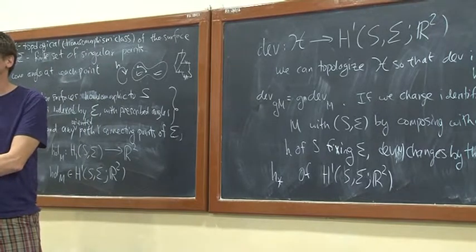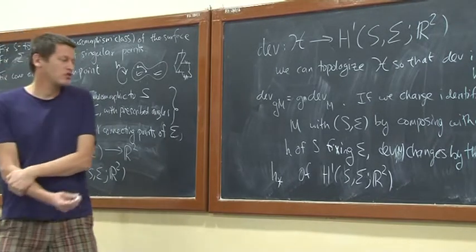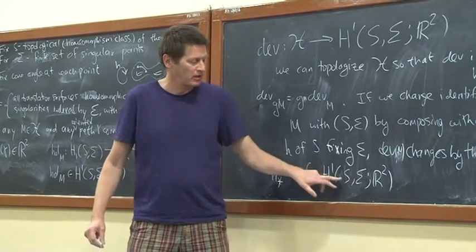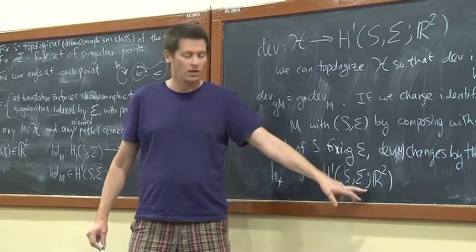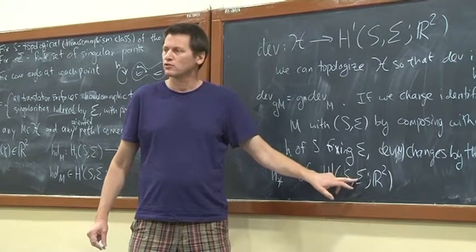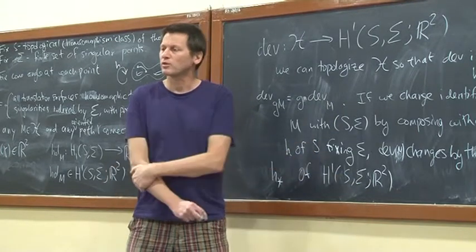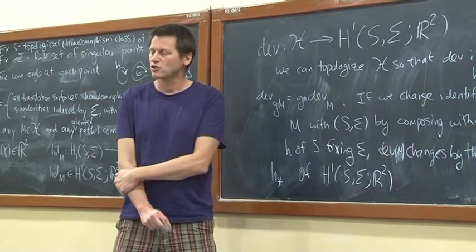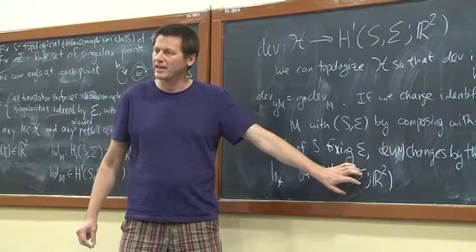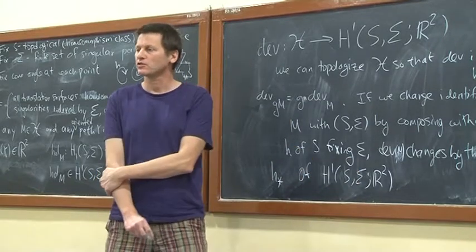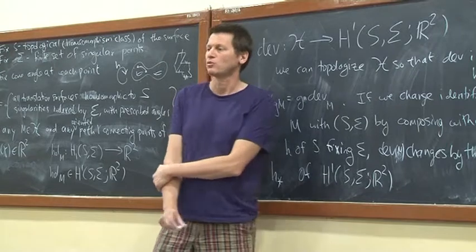What is the dimension of this H1? The dimension depends on the number of points in sigma and the genus of S, so it's 2g plus n minus 1. N is the number of singular points. 2g is the dimension of the absolute homology. And if I add n singular points, I'm adding n minus 1 to the dimension. It's 2g plus n minus 1.